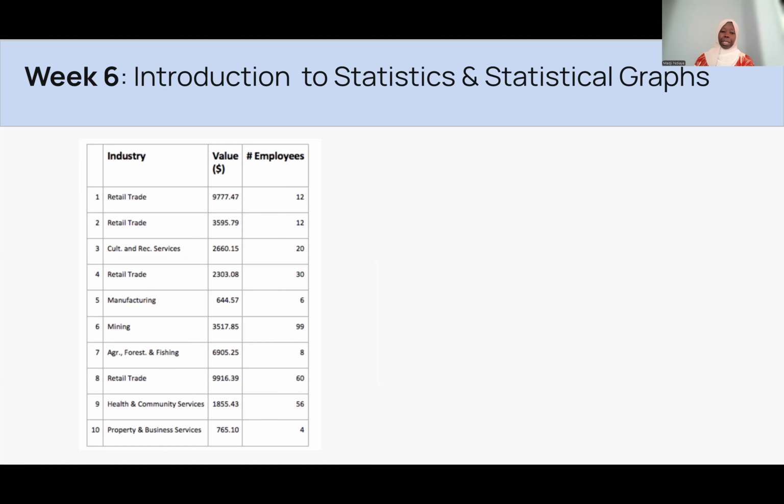I might be able to tell you that property and business services has the least number of employees. Here it would be four units, whatever that is, so 4 million or just four people. And also mining has the most, so 99. I may be able to get some information, but not a lot. So this is what we're calling raw data, although maybe it was cleaned up a little bit, but it is just not organized in a way that can help me see trends.